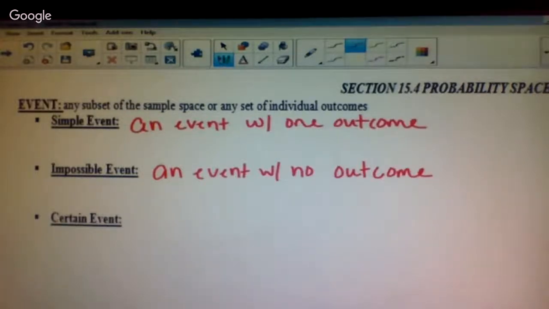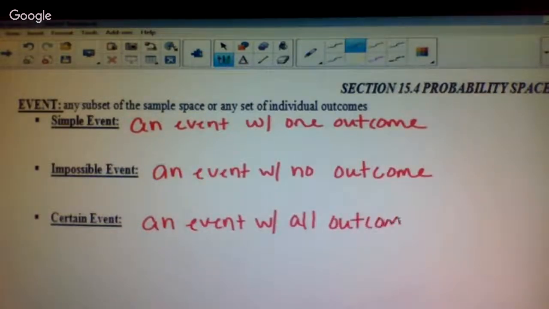Certain event. It's going to happen. This is an event with all outcomes. Something like, what's the probability of rolling a number less than 7 on a die? 100%. All of the numbers on a die are less than 7.